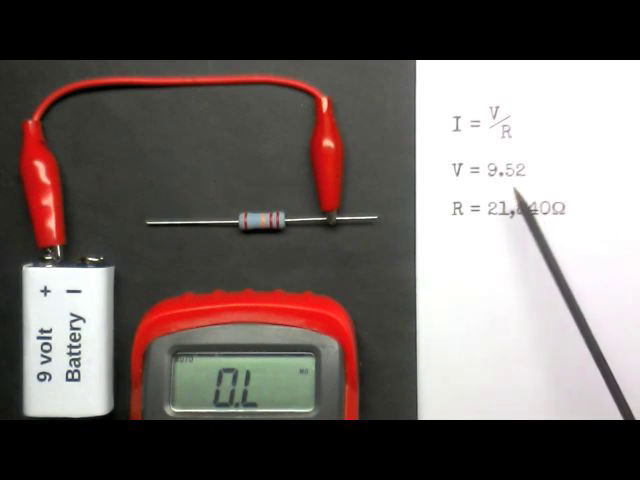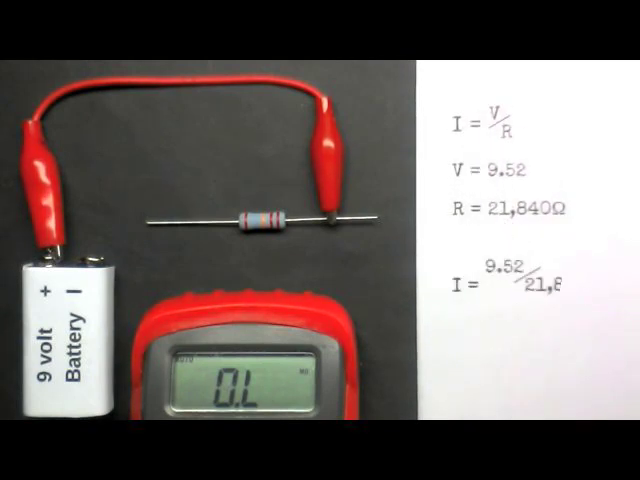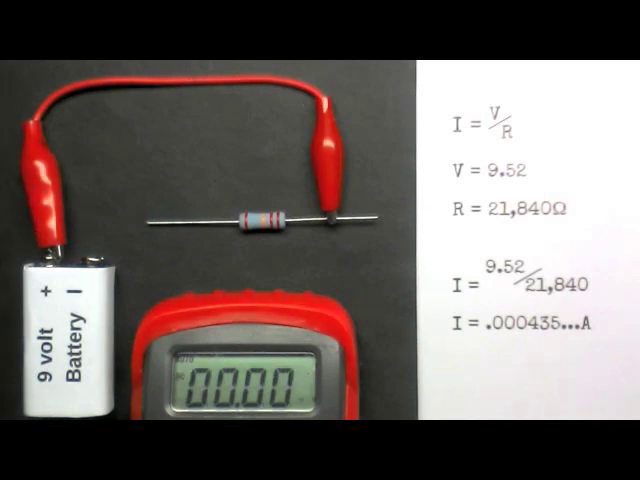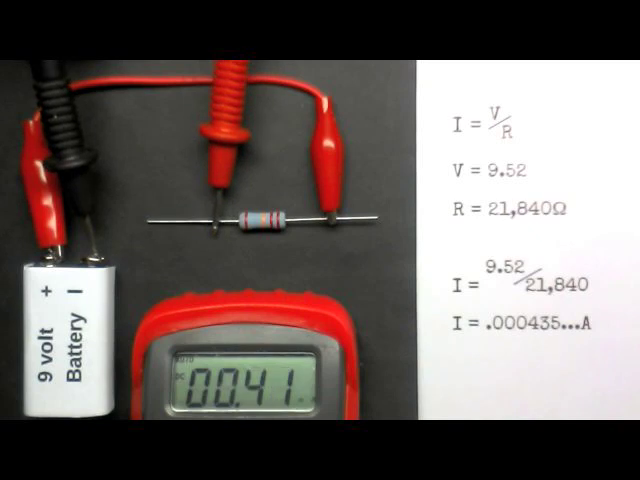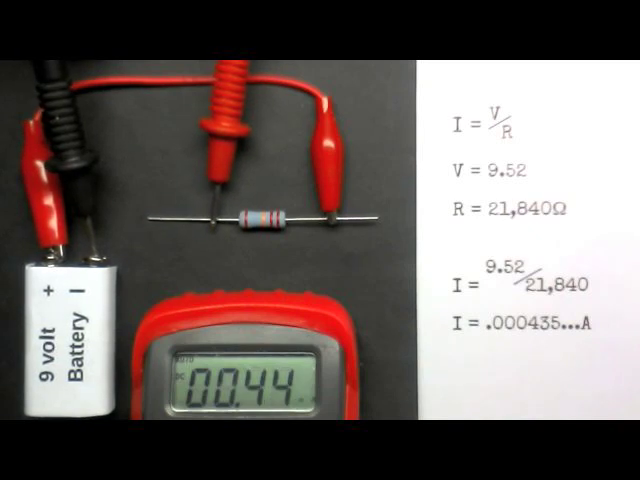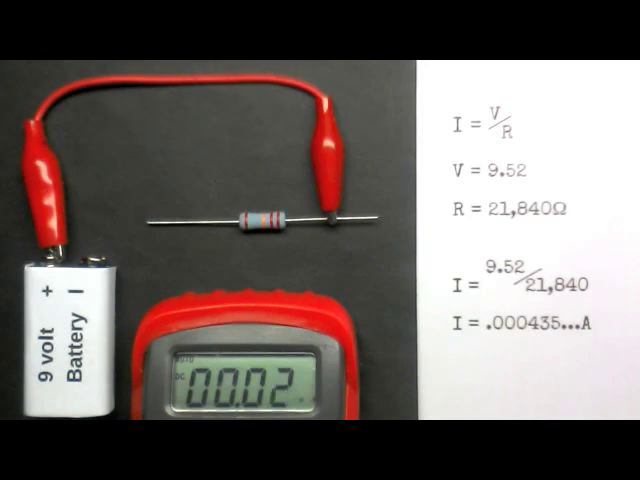So we have our two values, voltage and resistance. We'll plug them into this formula. And current equals voltage divided by resistance. And when we do this calculation, it comes out to an irrational number that will round off to 0.000435 amperes. Let's take a measurement. We have 0.44 milliamps. Now Ohm's law is in terms of amperes and my meter measures in milliamps.